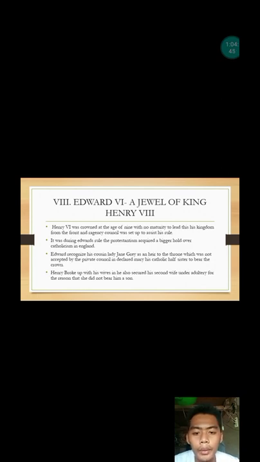Henry broke up with his wives, and he also charged his second wife with adultery for the reason that she did not bear him a son. So he got rid of his wife because she did not bear him a son, and that is why the case was under adultery.